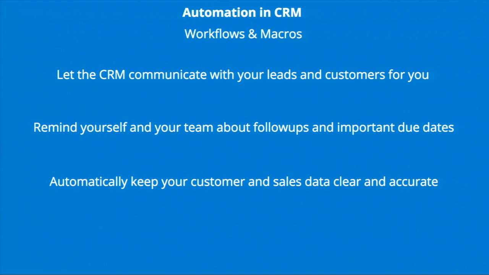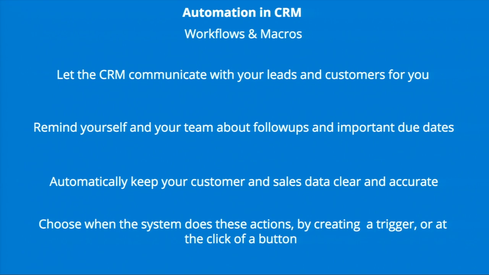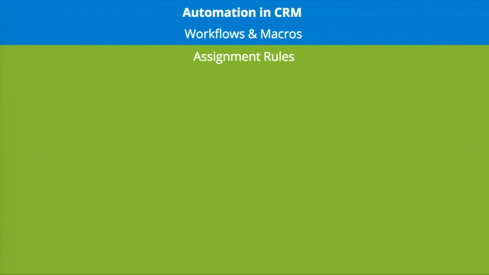So whenever something happens, you can update the status. You can update other things in the system. And then you can also choose when those actions take place: either when a scenario happens, like when a lead is created or a potential is closed, or just by clicking a button, like a macro would do, and then trigger those specific things to happen.